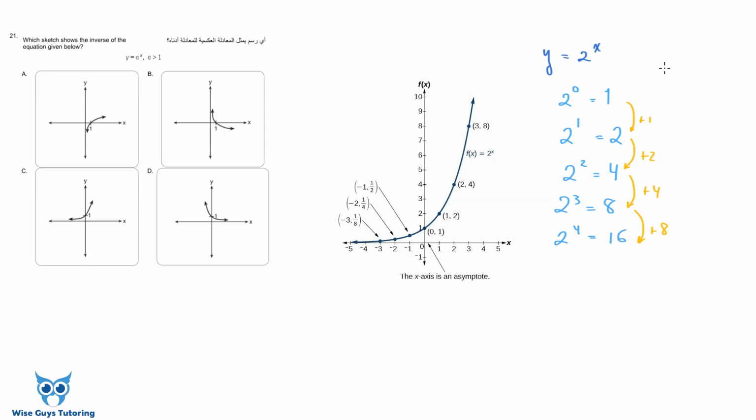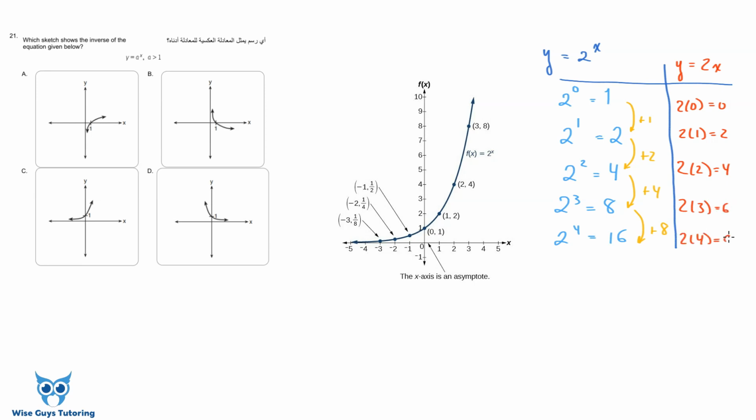And I'd like to take this chance to just compare it to another function. Let's use a different color. Let's say it's y equals 2 times x, right? This one, when x is 0, 2 times 0 is 0. And when x is 1, you get 2 times 1 is 2. And when x is 2, you get 2 times 2 is 4. And for 3 you get 2 times 3 is 6, and for 4 you get 8.